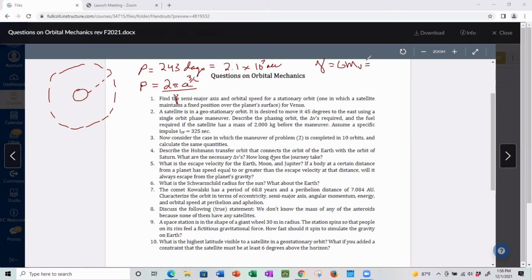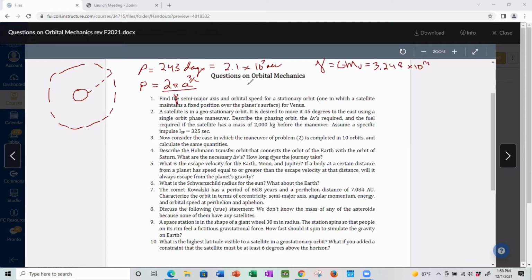Now we've got to go back to the table in the book and look at the mass of Venus. 4.87 times 10 to the 24. So it's 3.248 times 10 to the 14. So now all we have to do is solve for A.